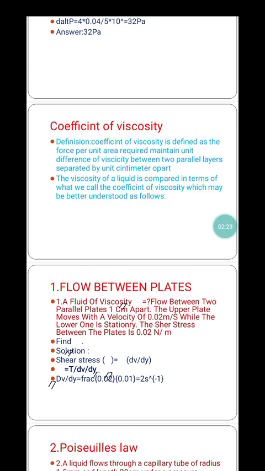Next, coefficient of viscosity. Definition: coefficient of viscosity is defined as the force per unit area required to maintain a unit difference of velocity between two parallel layers separated by a unit distance of one centimeter. The viscosity of a liquid is compared in terms of what we call the coefficient of viscosity, which might be better understood as follows.